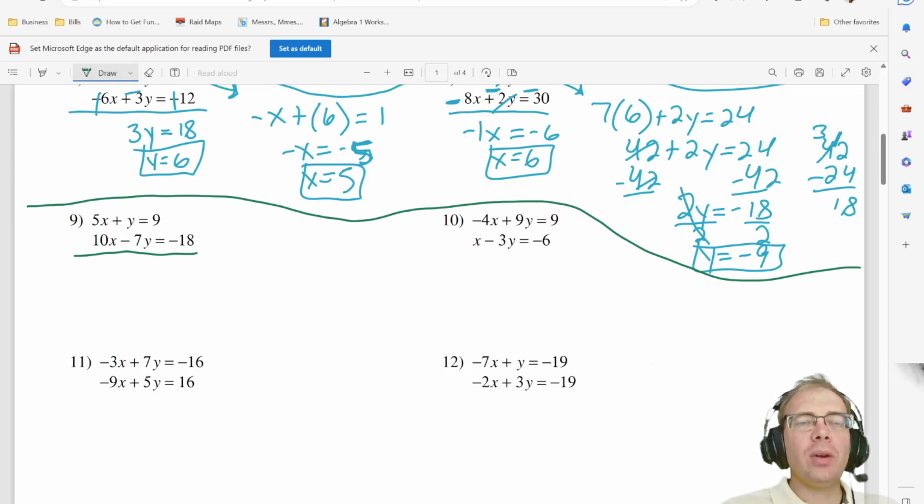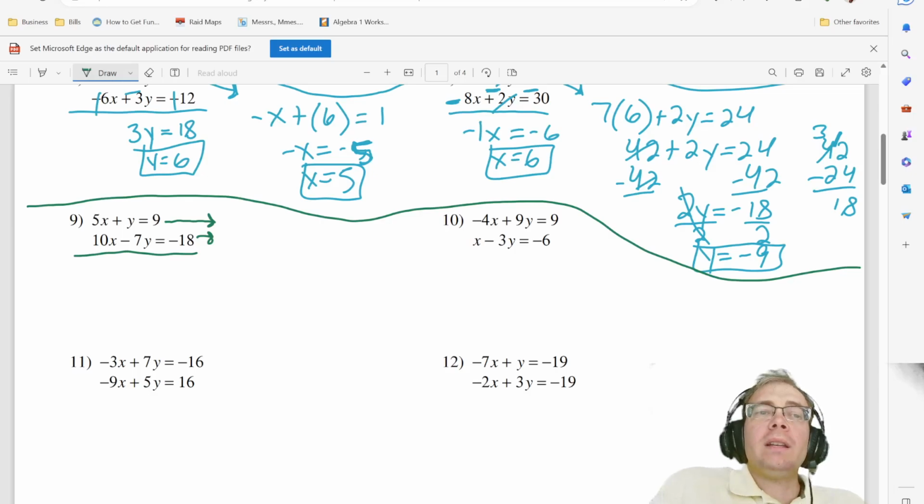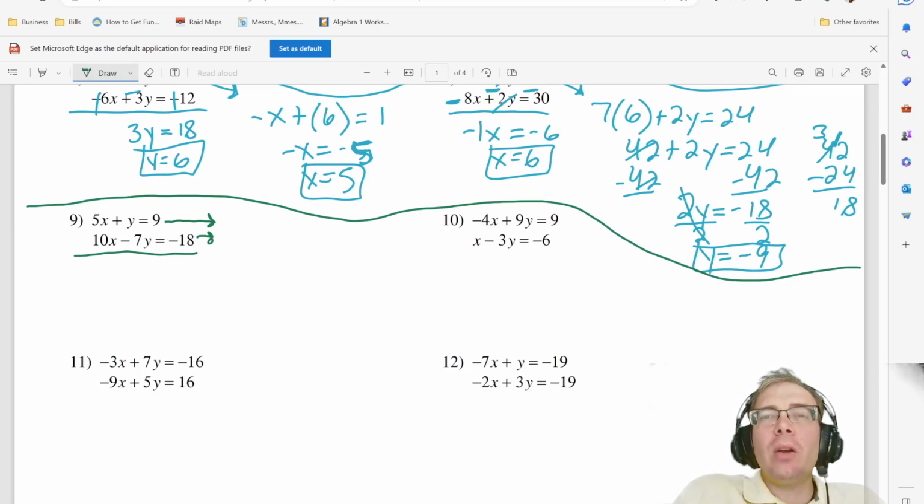All right. Here we end up with a slight problem compared to what we've had previously, because this is the first time that the x's and the y's both, we don't have anything where they're opposites.